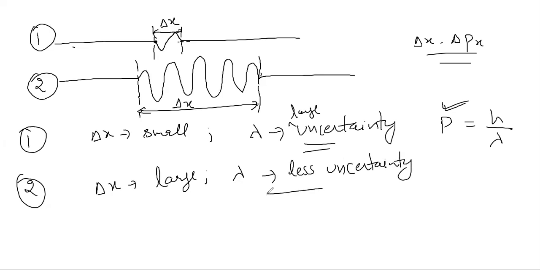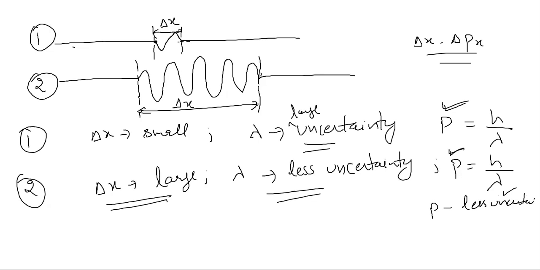और अगर आपकी lambda में लेस अनसर्टेनिटी है तो आपकी जो p है which is again h over lambda, if uncertainty in lambda is less then your uncertainty in p is also small. हेंस अगर आपका delta x large है तो आपके p में less uncertainty है, दैट मीन्स आपका delta p वो small हो जाएगा. Whereas in the first case, when we are saying that your lambda will have large uncertainty, that means your p will have large uncertainty. That means your delta p will be large in this case.